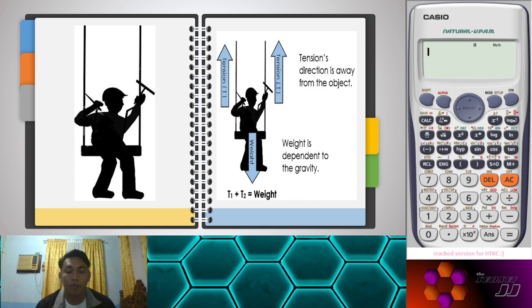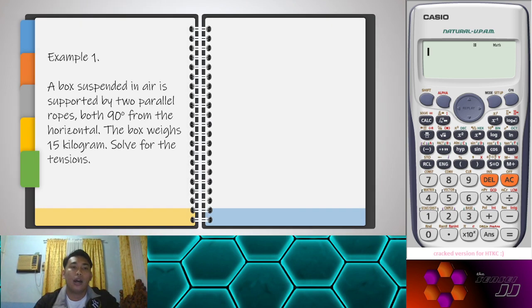Okay, so if we are suspended in the air using only a single string, the tension is great on that single string. However, if we are suspended in two strings, like this person, the tension on the ropes will be less compared to a single string. Okay? So let's proceed to an example.